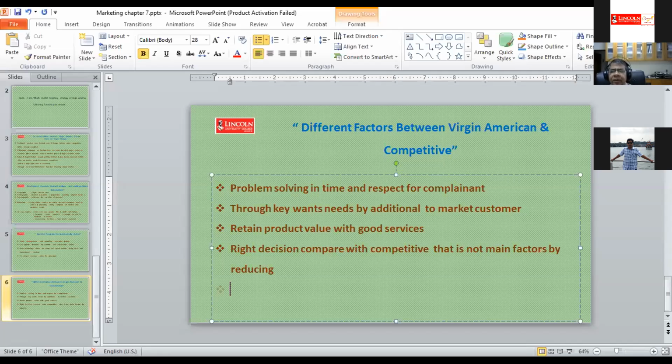Okay, now, you have made it in point forms. What I would like you to do, like target marketing, some of the concepts you need to define first. And then from the definition, you need to explain a little bit how Virgin America is applying that concept into their business.